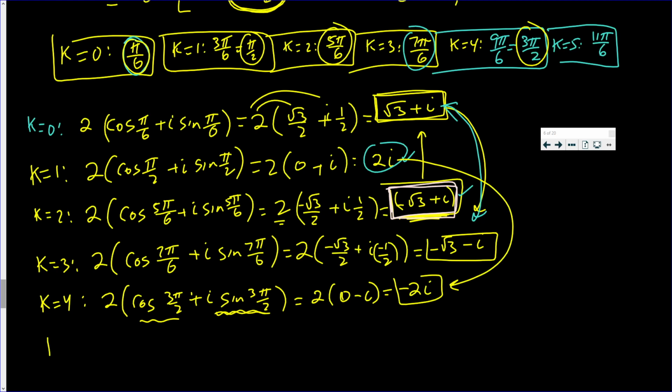When k equals 5, I use that angle: 2 times the cosine of 11 pi over 6 plus I times the sine of 11 pi over 6. Oops.